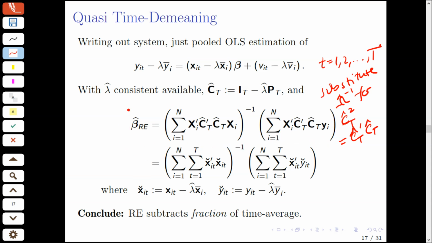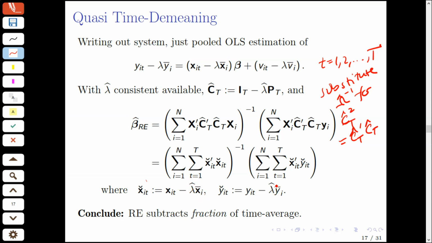And this shows, again, by expanding on the inner expressions, one may show that this amounts to a pooled OLS estimator where we've used a transformation of the regressors given by this breve notation and of the outcomes given by this breve notation. Again, the breve notation denotes that we're subtracting lambda hat times the time average of the variable in question.